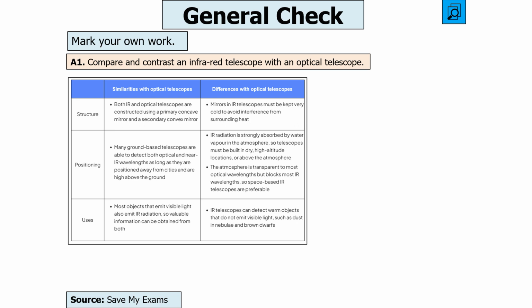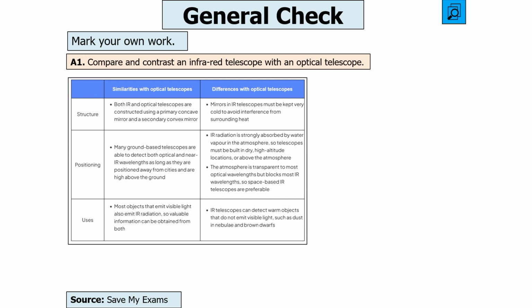In terms of positioning, many ground-based telescopes can detect both optical and near infrared as long as they're positioned away from cities and are high above the ground. That's because infrared radiation is strongly absorbed by water vapor in the atmosphere, so telescopes must be built in a very dry, high altitude location such as a desert or above the atmosphere in the mountains. Now, the atmosphere is transparent to most optical wavelengths but does block a lot of infrared wavelengths, so space-based infrared telescopes are preferable to Earth-based ones. And in terms of uses, most objects emit visible light and infrared radiation, so you can get information on an object from both these types of telescopes.